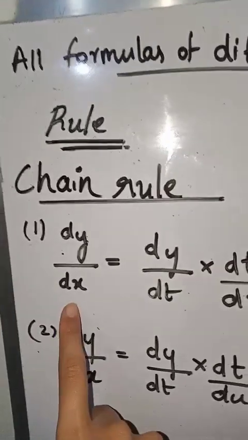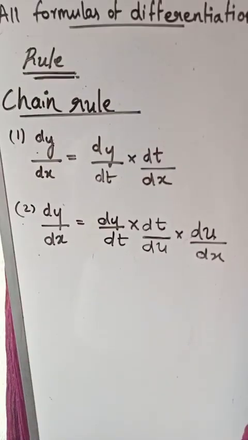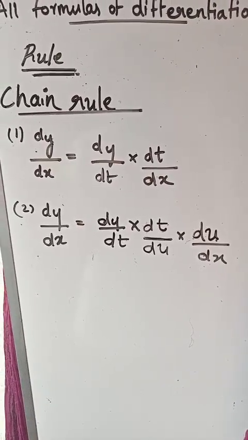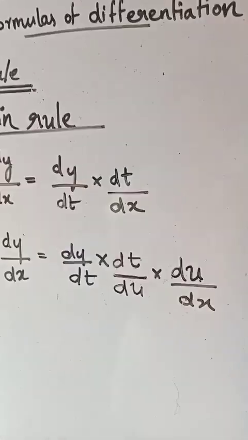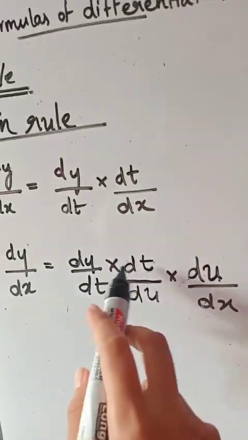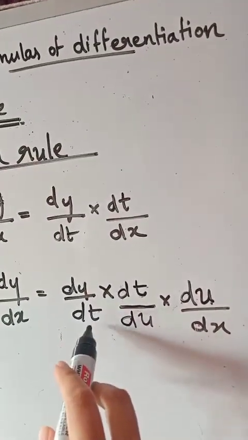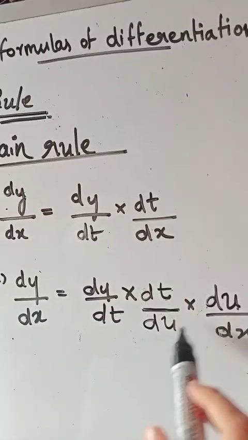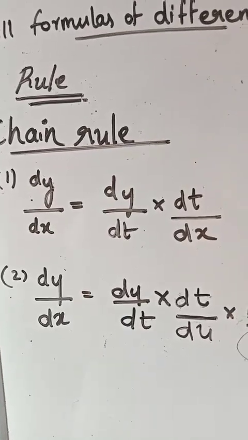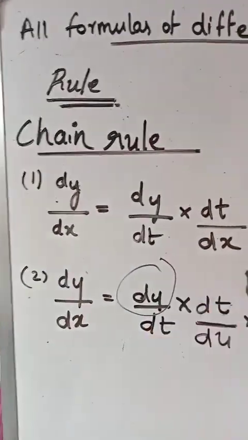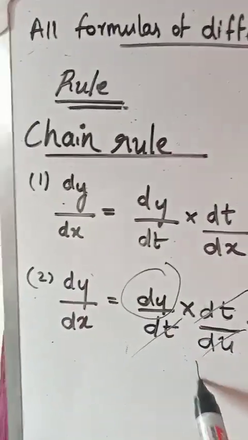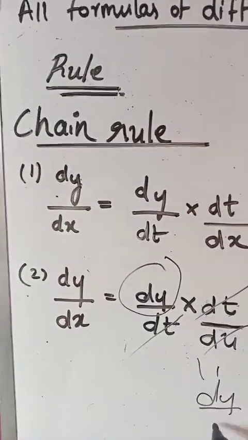So we are writing the second one. Dy by dx is equal to dy by dt into dt by du into du by dx. Here the dy by dx is written like this. First of all, multiply and divide by dt, then multiply and divide by du, and here dx and dx are also present, and dy is also present. So dt surely cancels out, du also surely cancels out. So the result will be dy by dx itself.